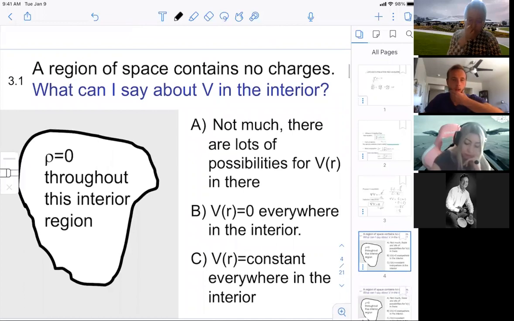So, we just talked about how we can solve the Laplace equation, and I have a space. Let's say I just have some random space in the region I'm interested in. All I know is there's no charge in the space. There might be charge elsewhere, but in the region I'm looking at, there's no charge. Density is 0. What can I say about the V in the interior?